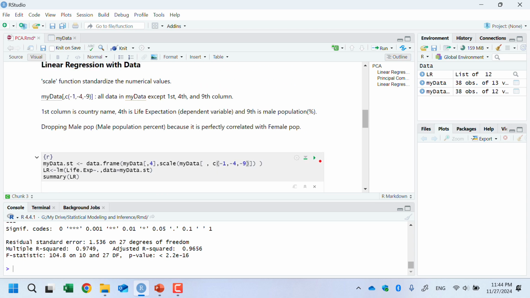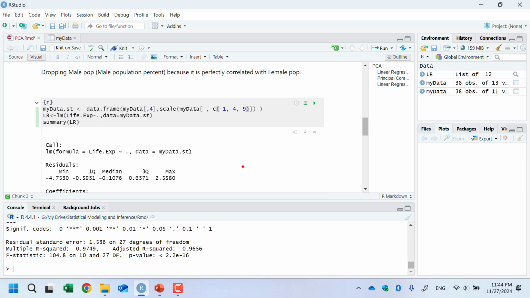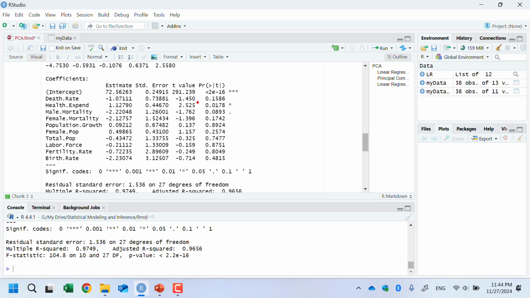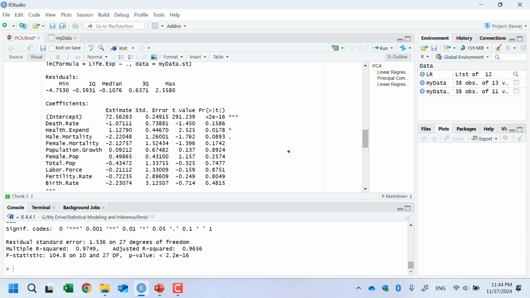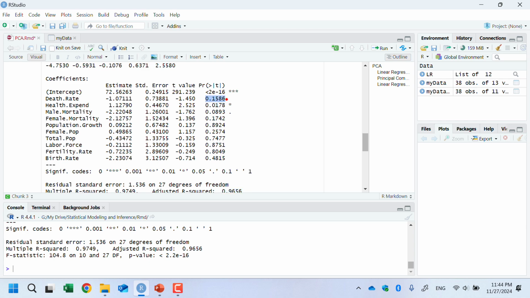Okay. And then I can learn it at the same thing. Actually, it will be exactly the same. But you can see the R square will be about 97.5% and adjusted R square is 96%. It's pretty good. However, for the p-value, only the significant value is the health expenditure, right?